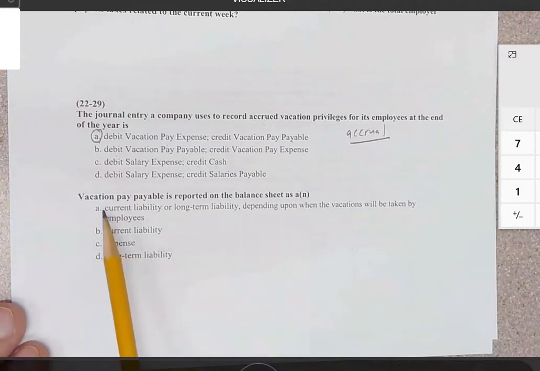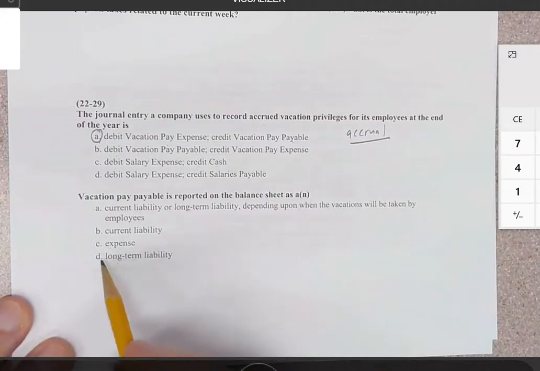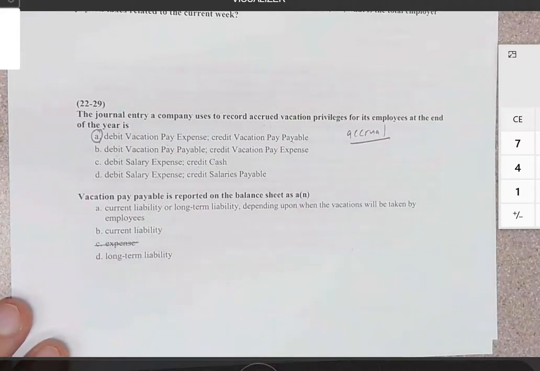It says vacation pay payable is reported on the balance sheet as a... so we need to be looking for a choice that has the word liability in it. Choices A, B, and D do. Choice C is an expense item, and expenses are over on the income statement. Liabilities are on the balance sheet, so we can immediately eliminate choice C. So let's see what it says here about choice A. It says current liability or a long-term liability, depending upon when the vacations will be taken by employees.